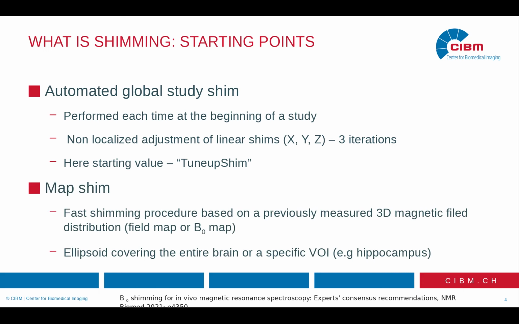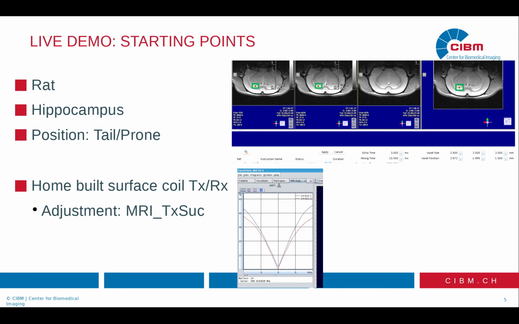Map shim. What is map shim? It's a fast shimming procedure based on a previously measured 3D magnetic field distribution, which is also called a field map or a B0 map. First, we will be evaluating an ellipsoid which is covering the entire brain or a specific VOI, the hippocampus in our case.